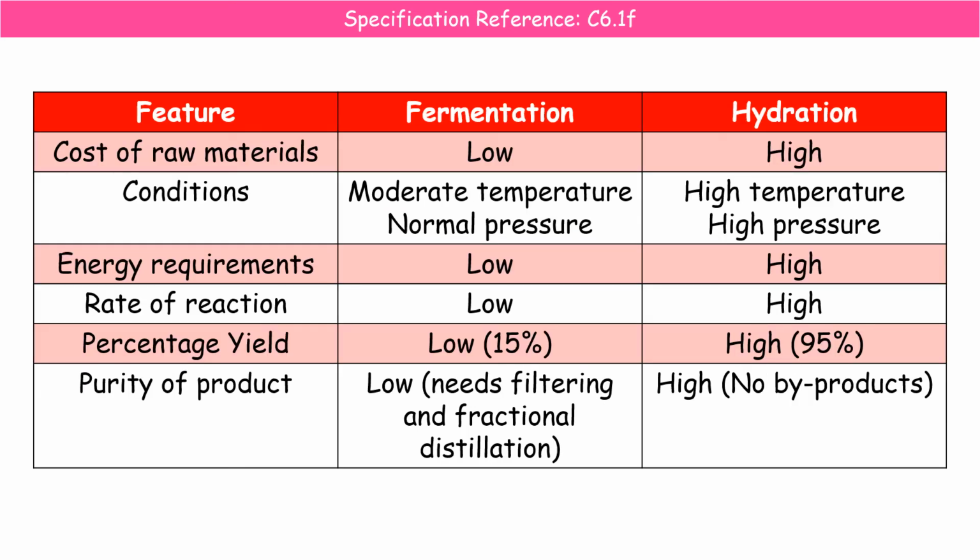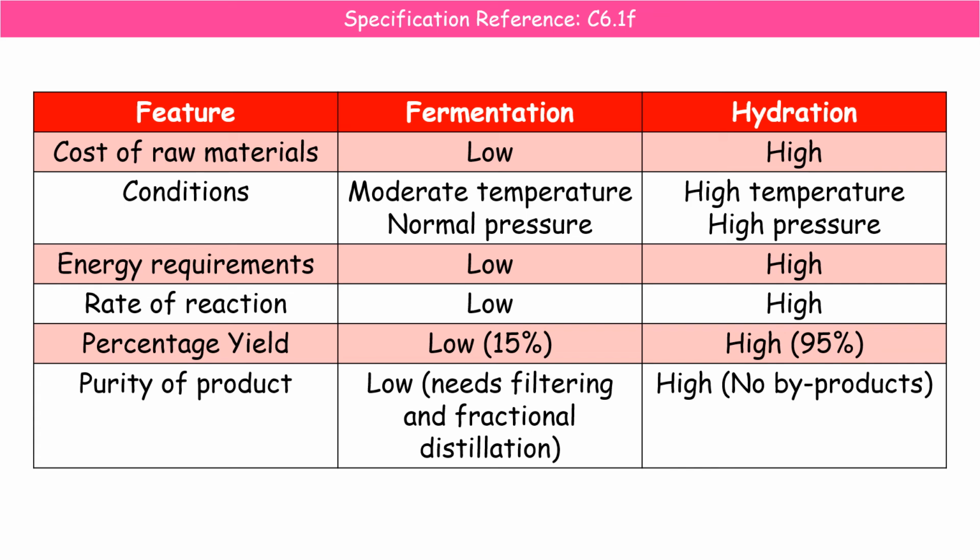They could ask you to justify the choice of a particular pathway as far as producing ethanol goes. So what we've got here is a little table of key features, if you like, about the two processes, and you could use these in a comparison question. If we look at fermentation first of all, it's got a low cost of raw materials, which is a positive. It's only a moderate temperature and normal pressure, so there's no costs really associated there. Low energy requirements, but it has a low rate of reaction and a low percentage yield. The other factor is it's got a low purity, so we'd have to filter it and carry out fractional distillation before we could use it in our drinks, etc.